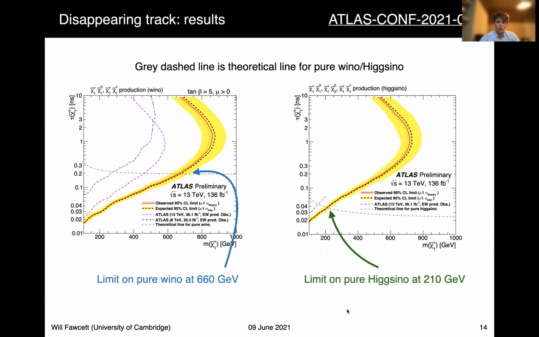These two plots show quite interesting limits. As you can see, overlaid is this gray dashed line, which corresponds to the lifetime of a pure Wino or Higgsino for the left and right plots, respectively. Where this line crosses the limit of our sensitivity gives a limit on the pure Wino and pure Higgsino of about 660 GeV and 210 GeV, respectively.